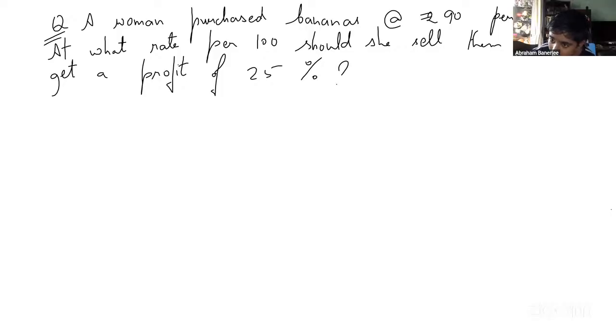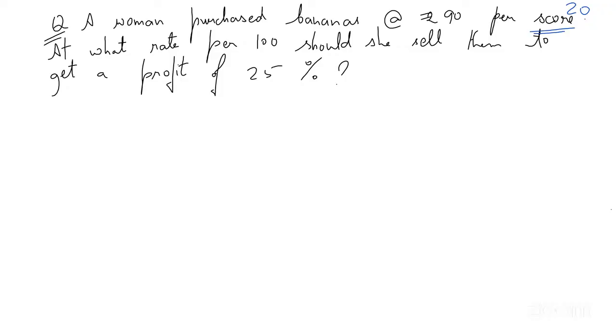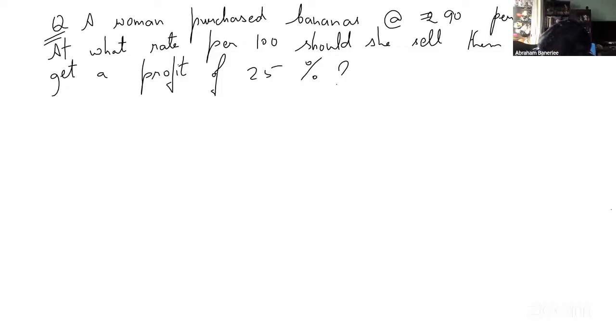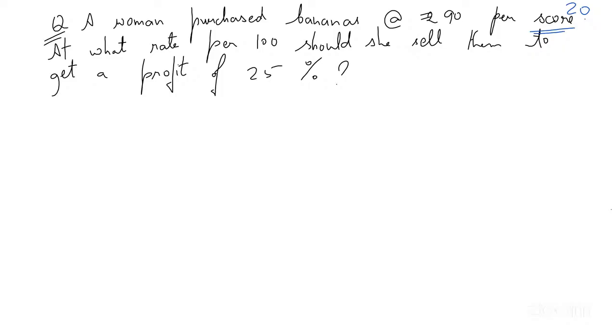How 8.5, Abraham? You have to do 90 divided by 20 into 100. No, not into 100. Per banana, you don't have to do into 100. Ma'am, first you have to do 90 divided by 20, and then after you get the answer, you have to do that times 100. Yes, yes.